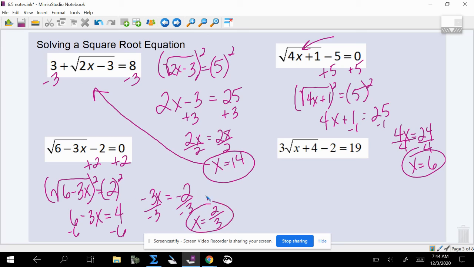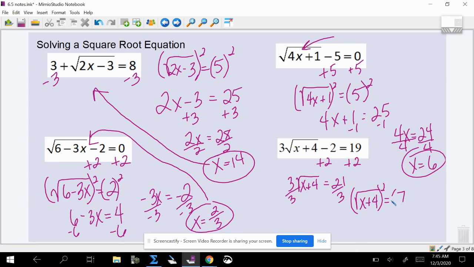You can still check it the same way by putting that 2/3 back into the original equation to make sure both sides are equal. My last one has an extra step in the beginning to isolate, so I'm still going to start by adding 2. So I have 3 times the square root of x plus 4 equals 21. The extra step in this one that wasn't in the previous 3 is you have to divide by 3 to get rid of the coefficient in front of the radical. So I have the square root of x plus 4 equals 21 divided by 3, which is 7.